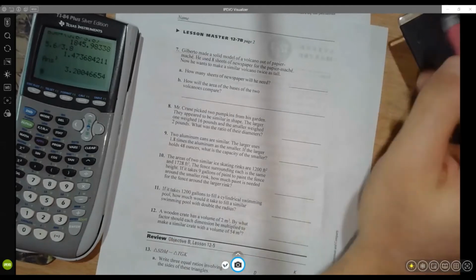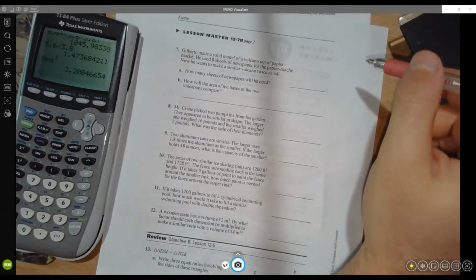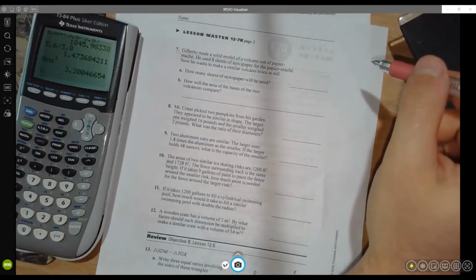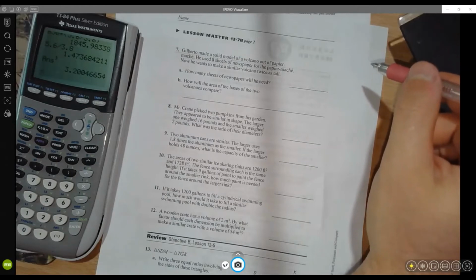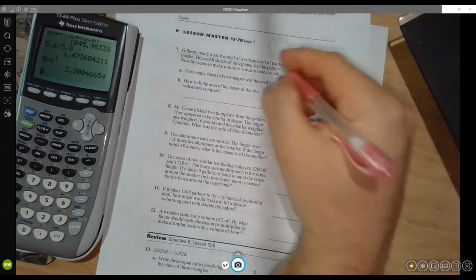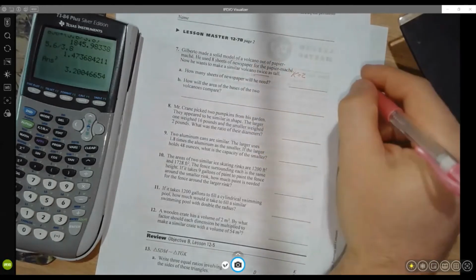All right, Gil made a solid model of a volcano out of paper mache. Used 8 sheets of newspaper for the paper mache. Now he wants to make a similar volcano twice as tall. So my K value there is 2, because height is one-dimensional. How many sheets of newspaper will he need?